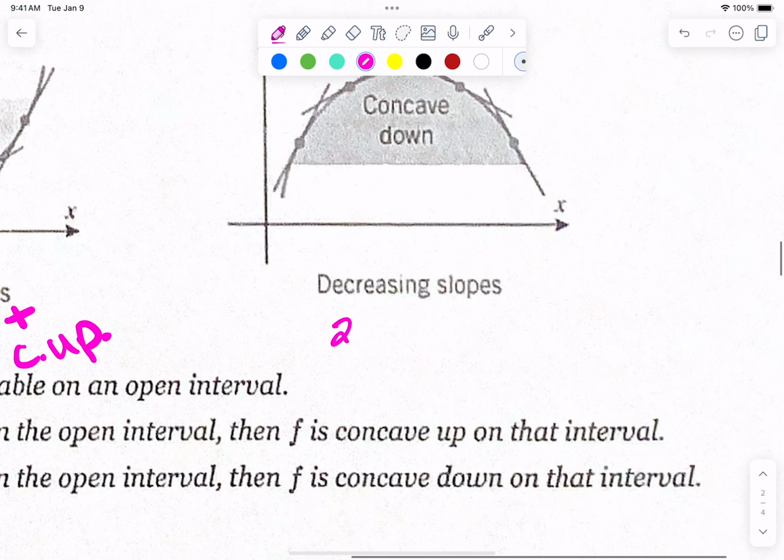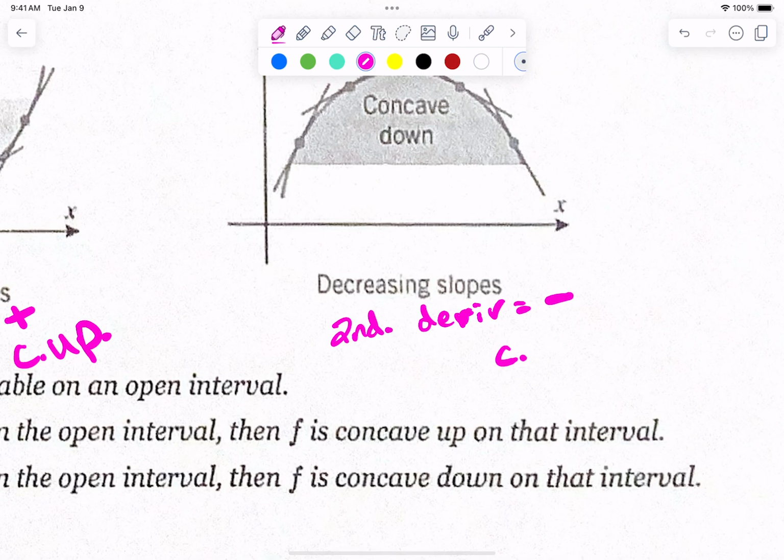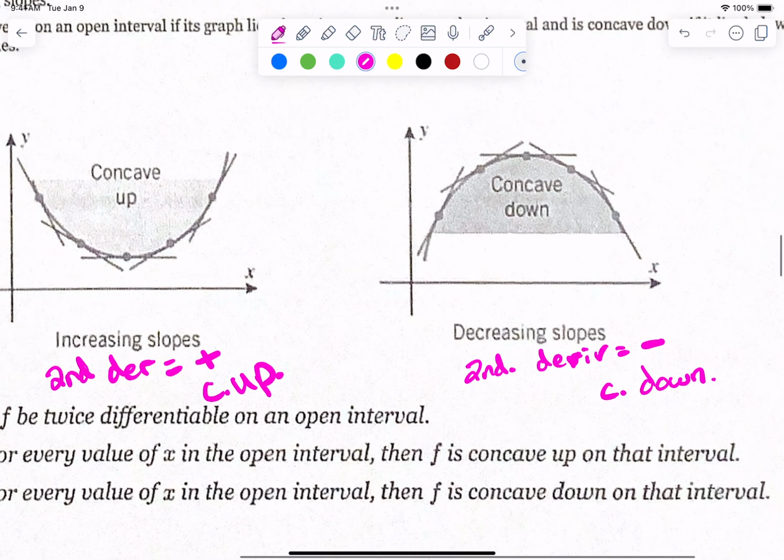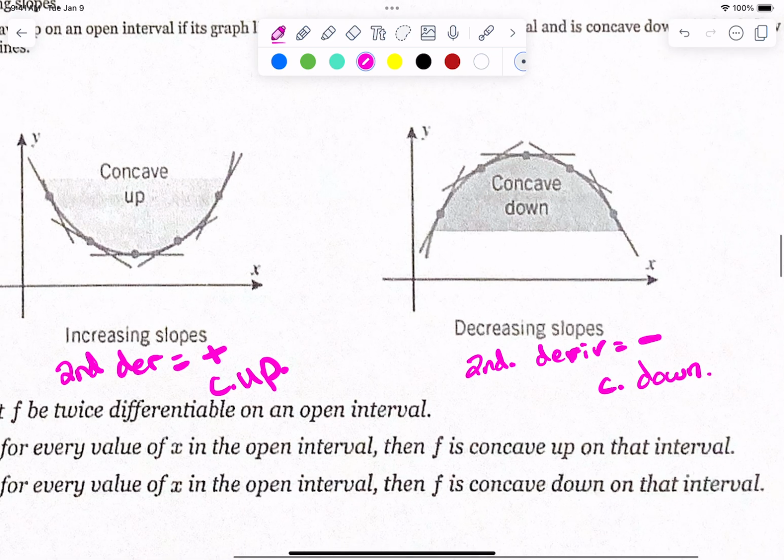Okay? If your second derivative is negative, that means it's concave down. So the slopes are decreasing. I'm glad they're not opposites. There is one thing that's opposite, but we'll get to that later. So for now, if it's plus, it's increasing. If it's plus, it's concave up. If it's minus, it's decreasing. If it's minus, it's concave down. One is for the first derivative, one is for the second derivative.